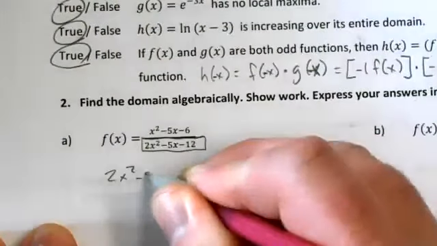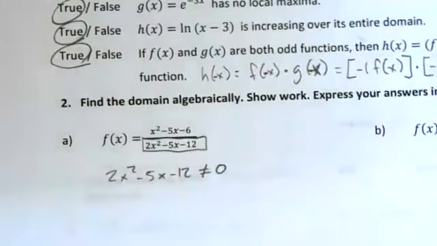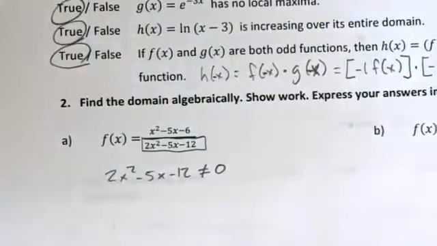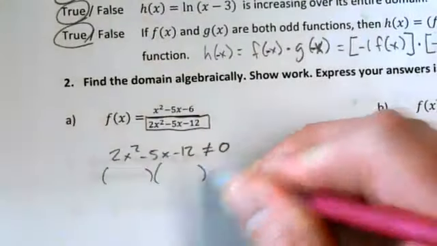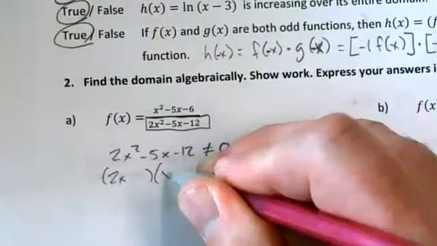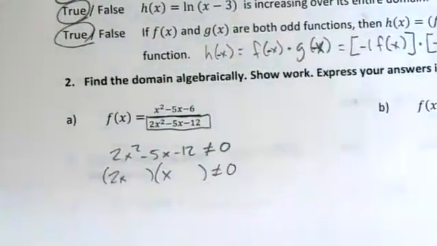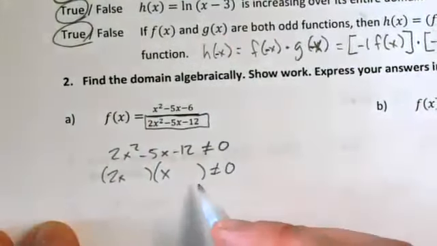2x squared minus 5x minus 12 is not equal to 0. So we need to solve that. I'm going to solve that by factoring. I suppose you could use the quadratic formula, but that would take way too long. So that's 2x and x. Factors of 12, I'm going to guess 3 and 4. It's going to be 8, 3.